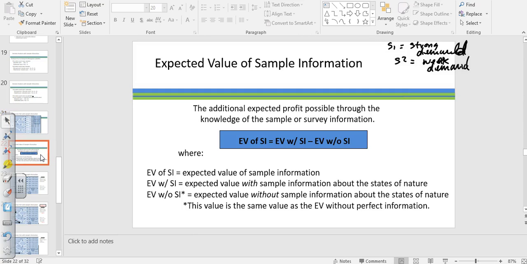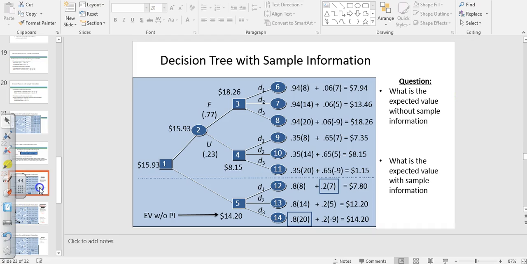Okay. So the additional expected profit possible through the knowledge of the sample or survey information. And this is exactly like with perfect information and without perfect information. So expected value of sample information. Okay, so here is the updated decision tree. They've done the calculations for us. Now, you would have to do this on the test yourself. But since it's obvious what needs to be done, or at least we'll walk through what needs to be done, there's no reason for me to write it out right now when it's much cleaner the way they've done it.